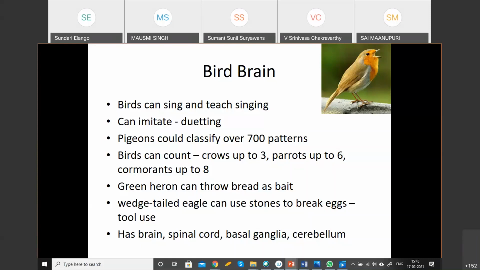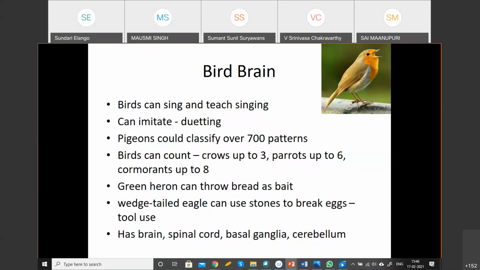Pigeons could classify over 700 patterns, which is a very large number for a bird. They can also count, so crows up to 3, parrots up to 6, cormorants, another kind of bird, up to 8. And a green heron can throw bread as a bait, right?